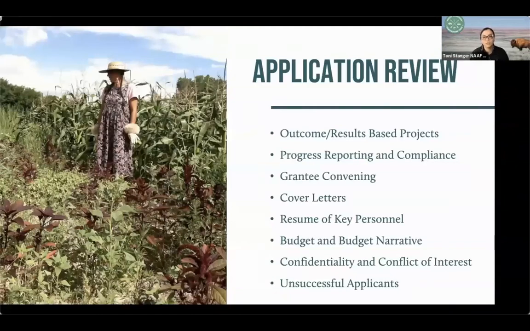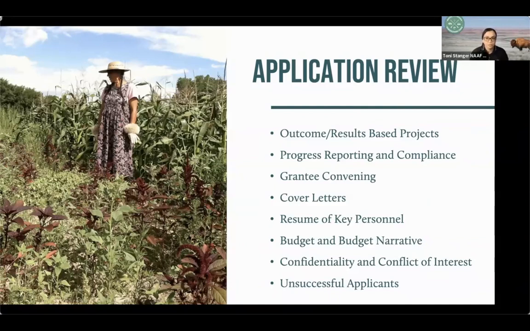So the application review, and that is outcome results-based projects, progress reporting and compliance, grantee convening, a cover letter, a resume of key personnel, budget and budget narrative, confidentiality and conflict of interest, and unsuccessful applicants.